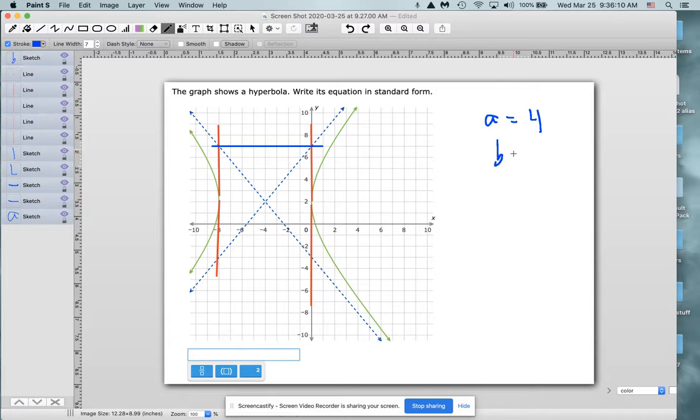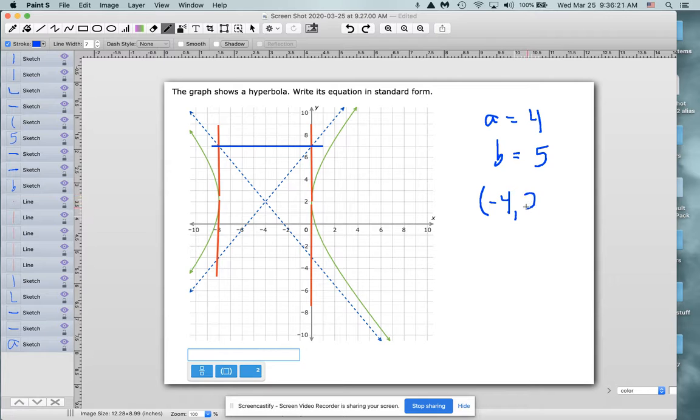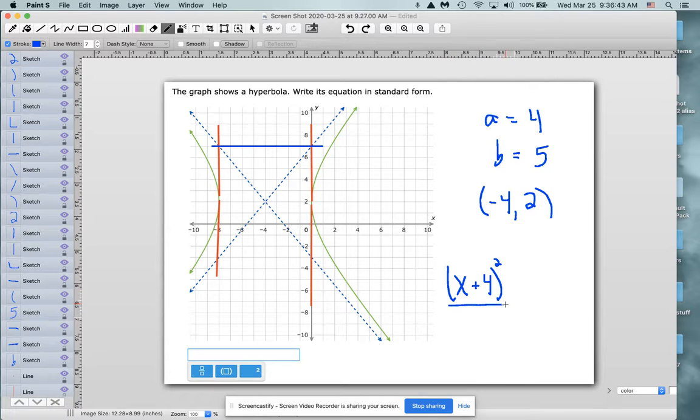So now that I know what my B value is, I can easily write the equation. Oh, by the way, the center is -4, 2. So now I'm going to use my equation. Now this is opened left and right, so my x comes first. I'm going to go x minus my x value. Now my x value is -4, so it ends up becoming x + 4 squared all over a squared, the half of my transverse axis, which is 4 squared, so this would be 16.